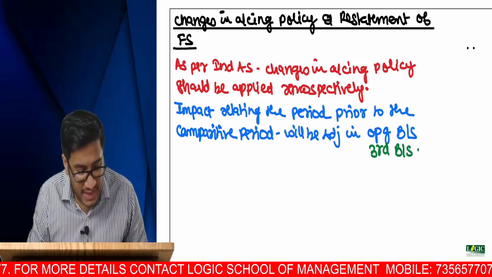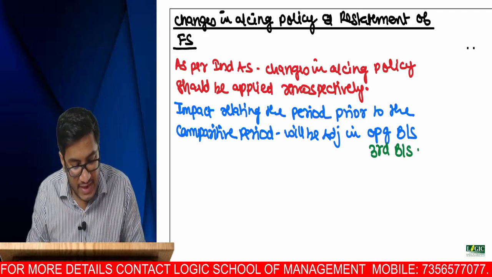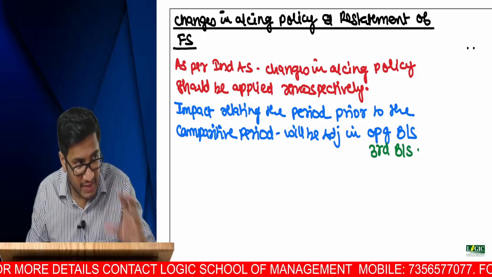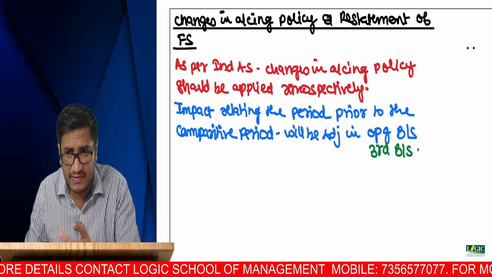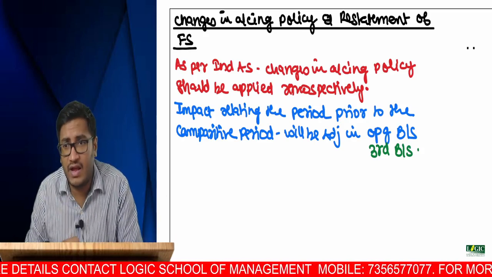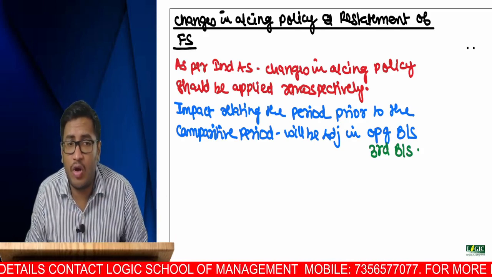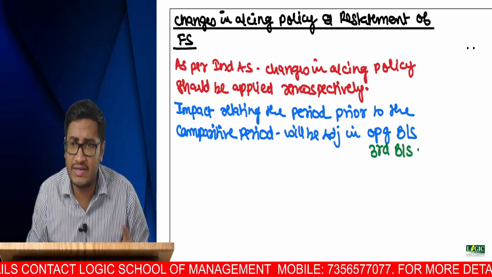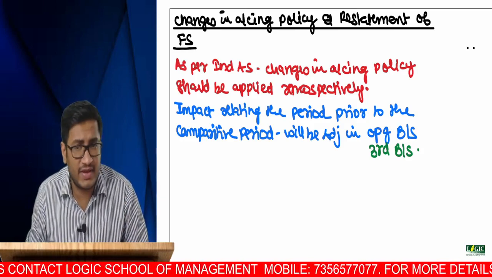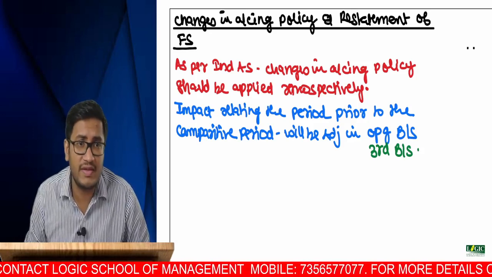That means if current year is 21-22, previous year is 2021, but if there is an impact pertaining to 1920 or 1890, those impacts on account of changes in accounting policy will be adjusted in the opening balance sheet. It is similar to the errors and rectification that we have discussed. Is that okay, Aradhi?